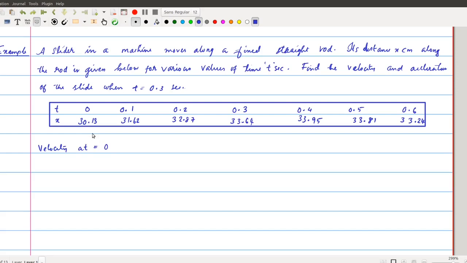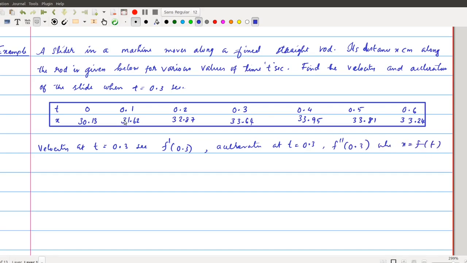T is equal to velocity at t is equal to 0.3 seconds. So this is nothing but f dash of 0.3. Similarly, the acceleration at t is equal to 0.3 is nothing but f double dash of 0.3, where x is equal to f of t.